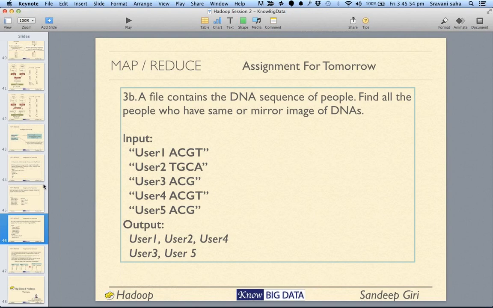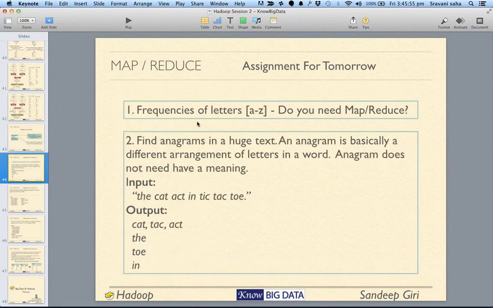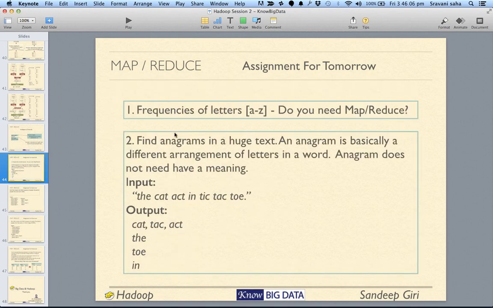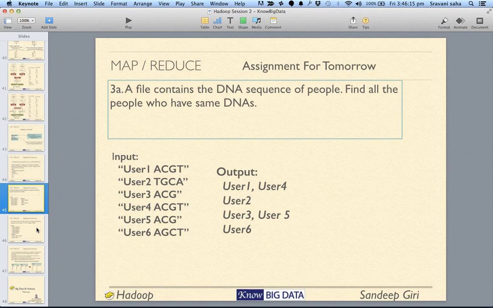For all of this data we are talking about, except for the first problem where we are doubting whether we need to use map or reduce, for the rest of the problems you have to do it in map and reduce. Anyway, do the frequencies also in MapReduce, please. Whether or not we need it, please write the code. This will be useful for all of us.